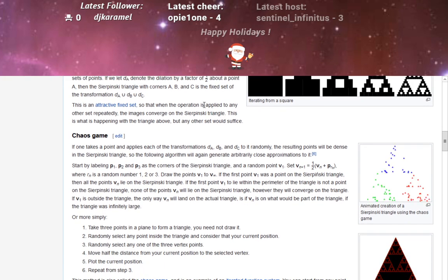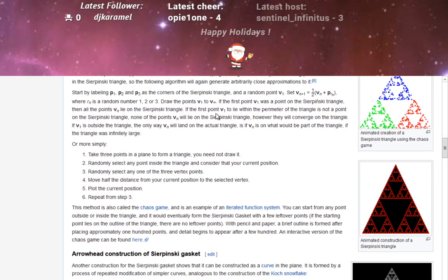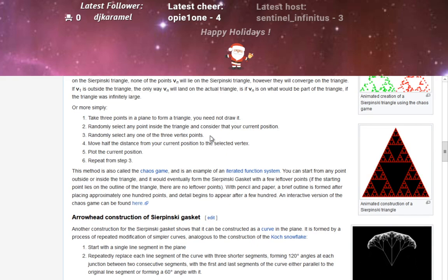The chaos game. This method is also called the chaos game. It is an example of an iterated function system.